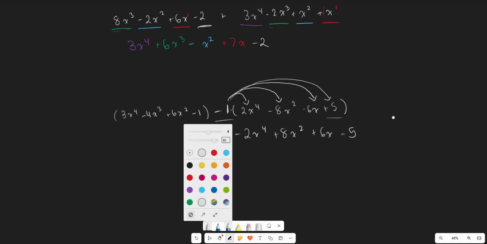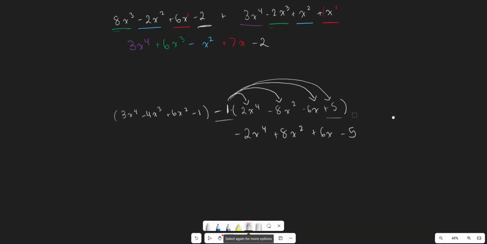So we just got rid of the parentheses, basically, by distributing the negative 1. The parentheses don't matter here because there's no negative in front of it. So we can just bring that back down here. 3x to the 4th minus 4x cubed plus 6x squared minus 1. And now let's combine the like terms. Again, I like to start with the highest degree first and see if there's any common terms, which there is. So 3x to the 4th minus 2x to the 4th. 3 of those minus 2 of those is 1 of those. So we're left with 1x to the 4th. 3 minus 2 is 1.